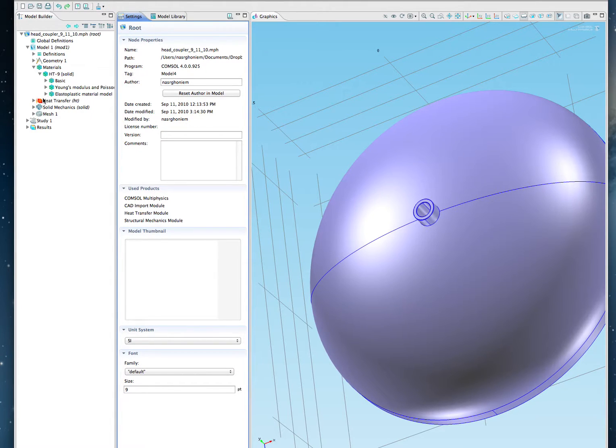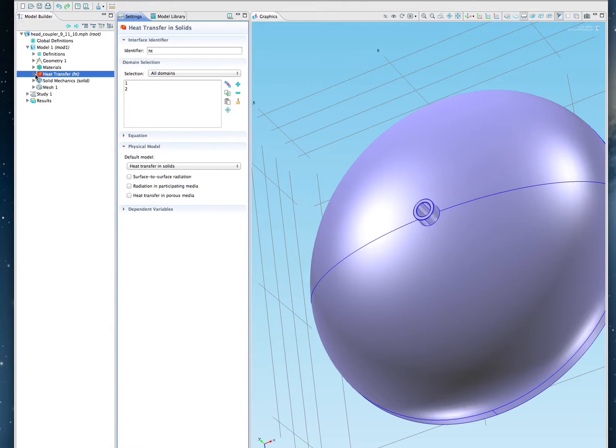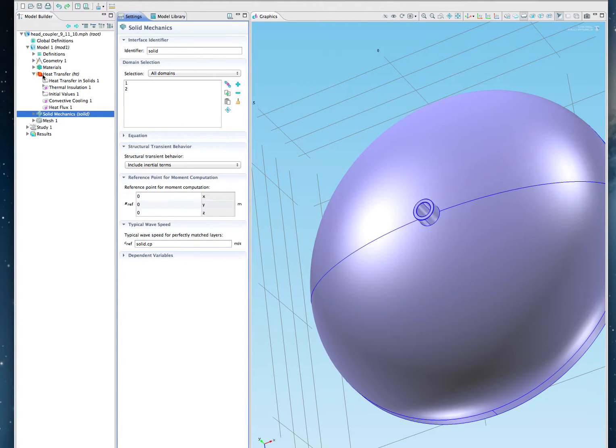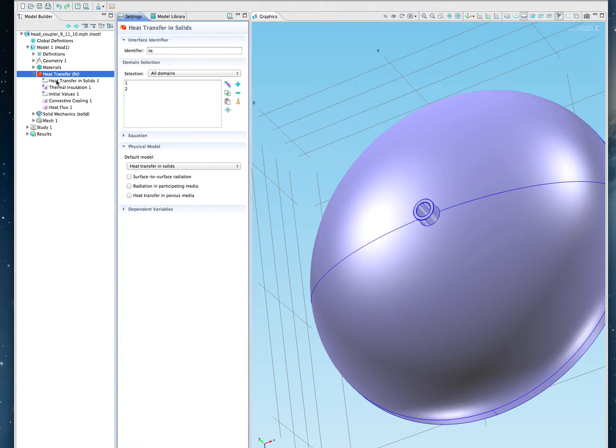So now what I have is, so we did the materials, so let me close it. Now we want to do physics. So the physics, you notice that I have a heat transfer module that I selected, and a solid mechanics module also that is here. So if we look at the heat transfer module, you can see its identifier is HT, and the default model is heat transfer in solids, not in fluids.